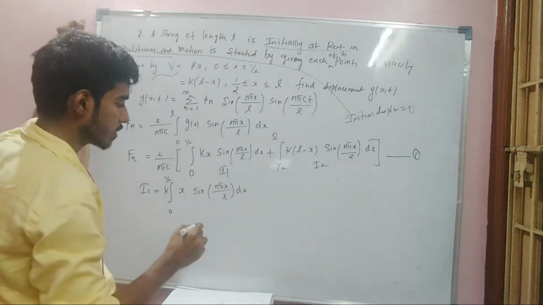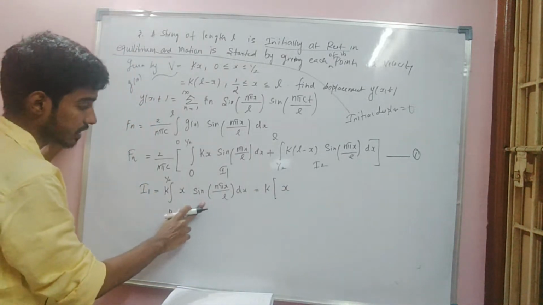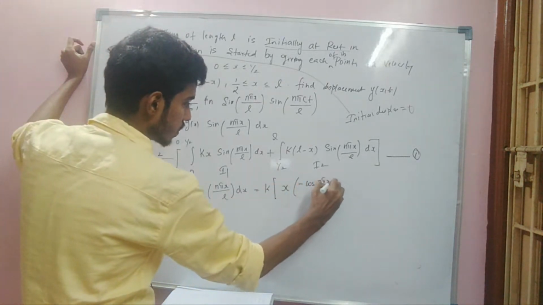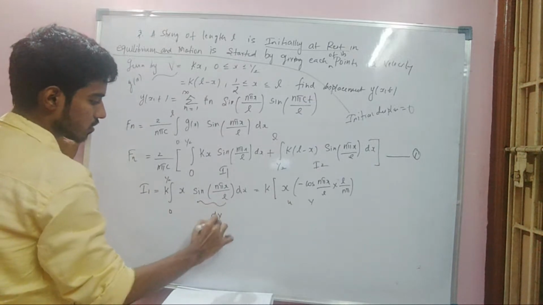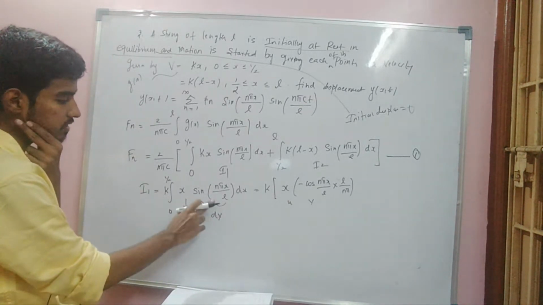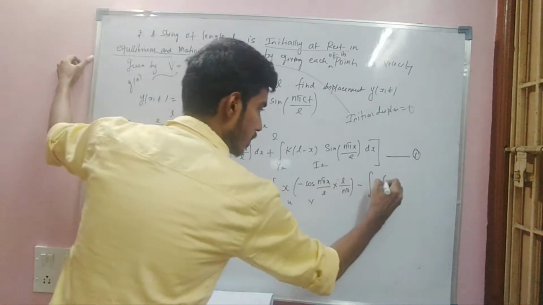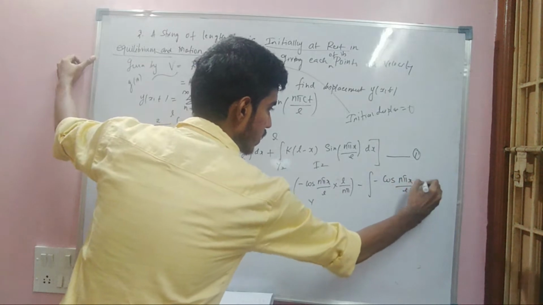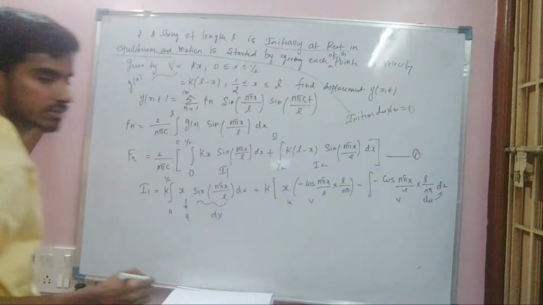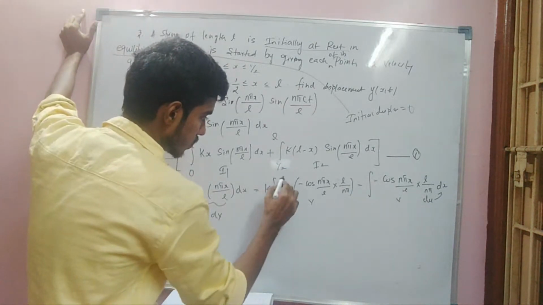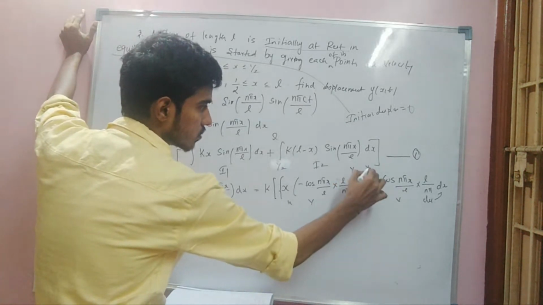If I use integration by parts, we have uv minus the integral of v du. So u is x, and v is the integration of sin. The integration of sin(nπx/L) is minus cos(nπx/L) times L by nπ, so this is our v, and our du is dx. So uv minus the integral of v du, where du is dx. We have to apply the limit also, from 0 to 1/2, and again from 0 to 1/2.